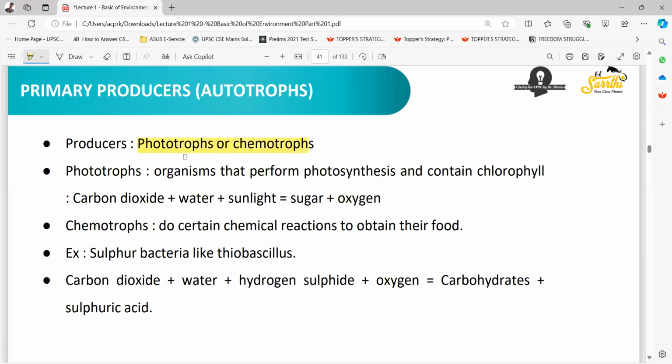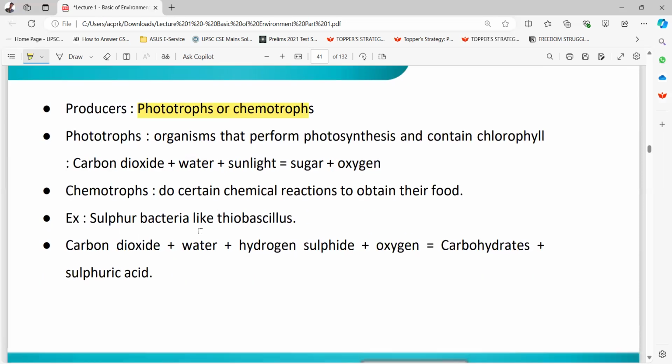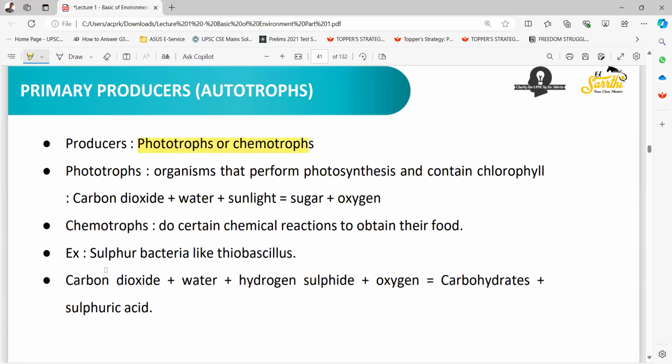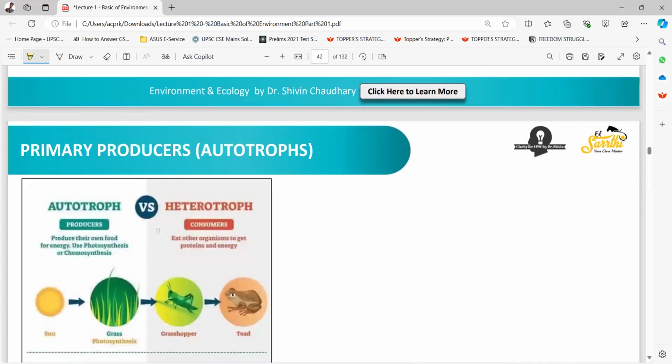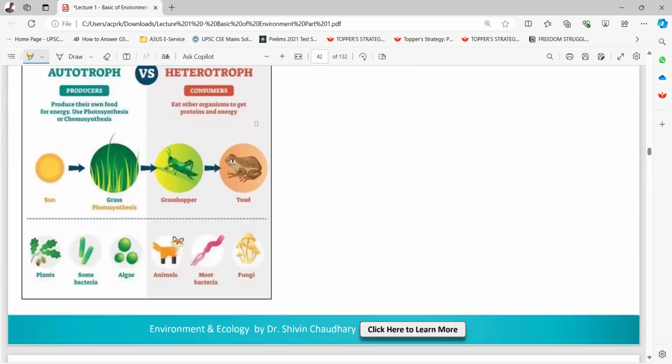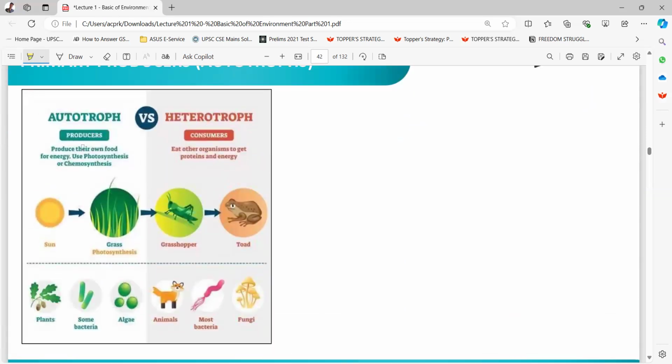Phototrophs are organisms that perform photosynthesis and contain chlorophyll: carbon dioxide plus water plus sunlight is equal to sugar plus oxygen. Chemotrophs do certain chemical reactions to obtain their food. Example, sulfur bacteria like Thiobacillus. Carbon dioxide plus water plus hydrogen sulfide plus oxygen is equal to carbohydrates plus sulfuric acid. Primary producers, autotrophs. Autotroph producers produce their own food for energy, using photosynthesis or chemosynthesis.